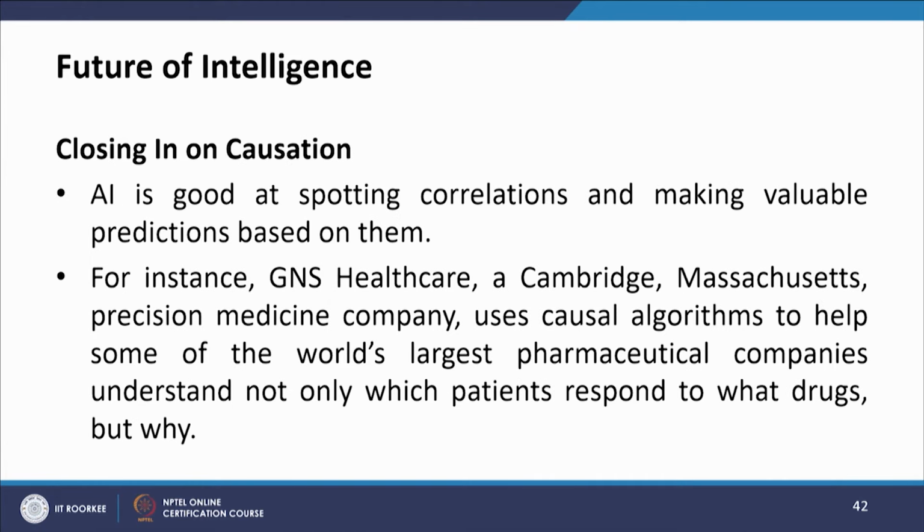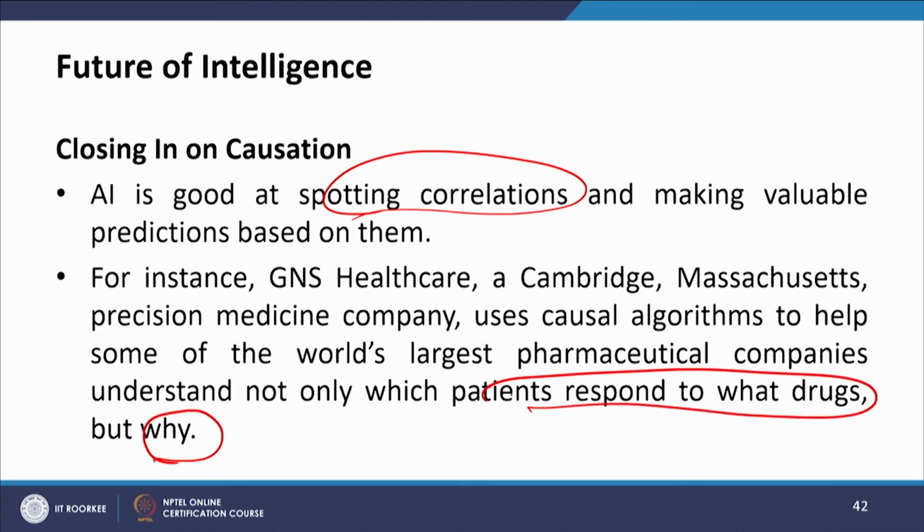Then comes closing in on causation. AI is good at spotting correlations and making valuable predictions based on them. So, that is what the problem with AI is. For instance, GNS Healthcare, a Cambridge, Massachusetts precision machine company, uses causal algorithms to help some of the world's largest pharmaceutical companies understand not only which patient responds to what drugs, but also why they respond. So, that is also important. Which patient will respond to what drug, that is one, and why are they doing so? That is another important thing that it does.